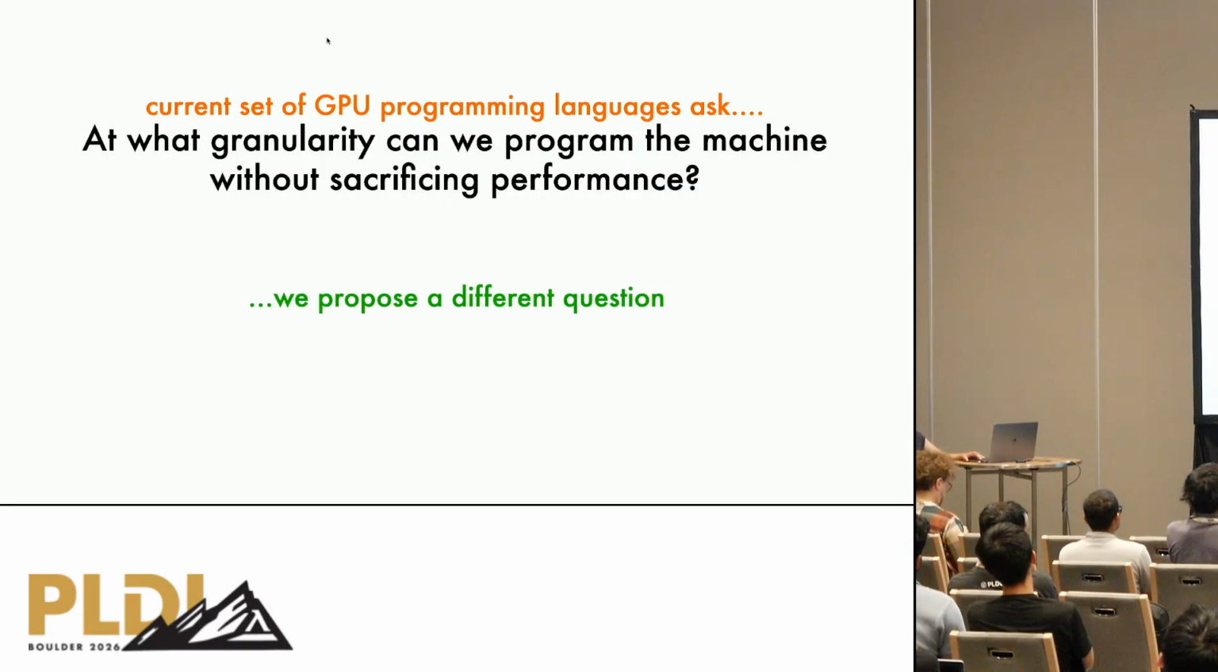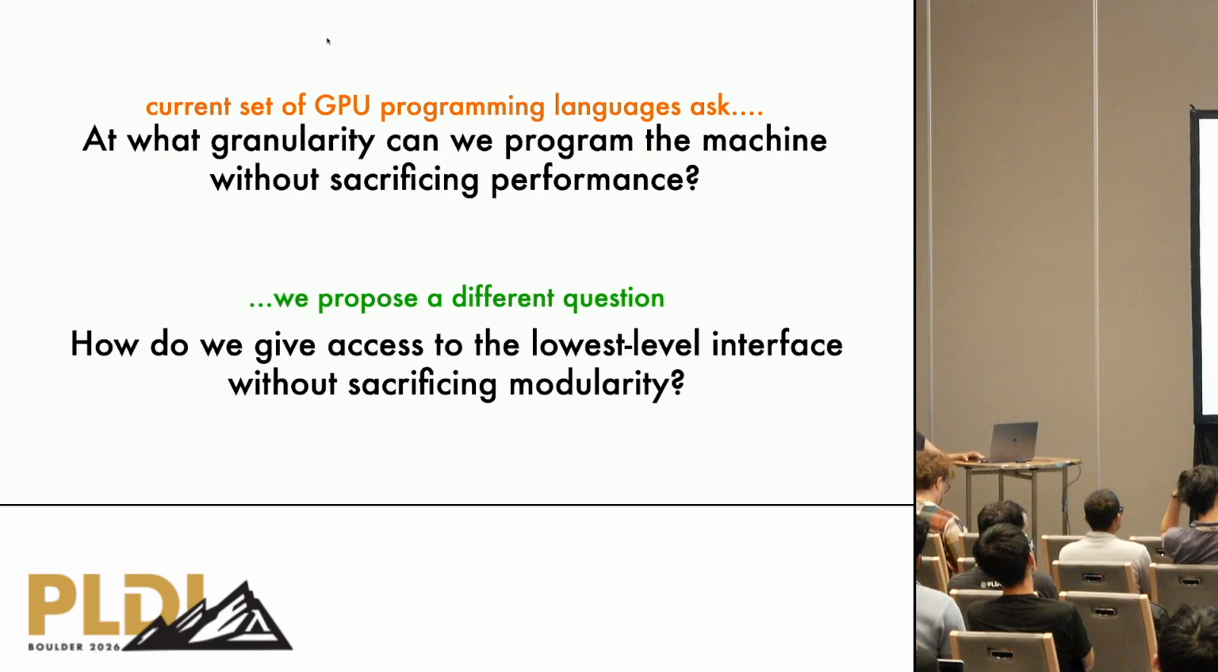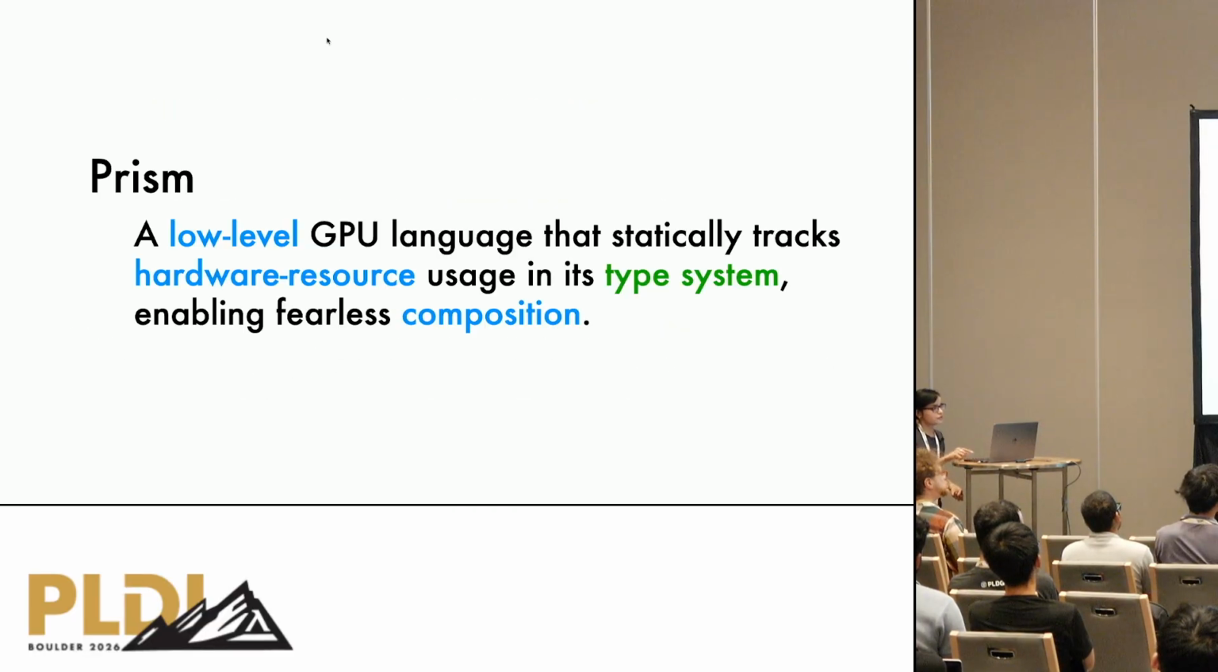In this talk, I want to propose a different question. I want to ask, how do we give access to the lowest level interfaces on this machine without sacrificing modularity? And I answer this question by proposing a language called Prism. Prism is a low-level GPU language that tracks in its type system how code is going to be using hardware resources. Using this tracking, it checks at function invocation time that the function is only being called if those hardware resources are actually available.